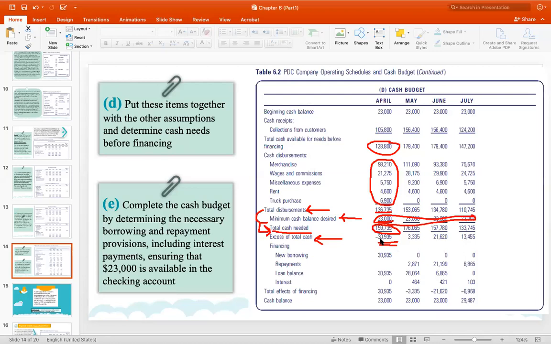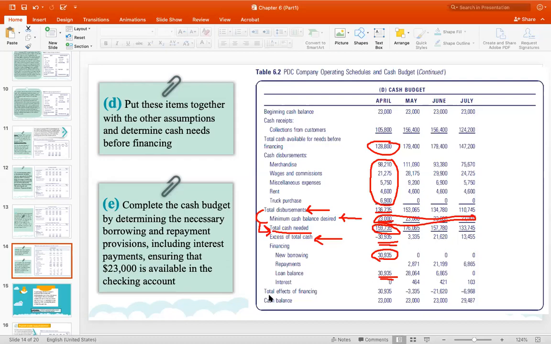we will need the help of the founder. So we will ask him to lend us money equal to $30,935. So this is the new borrowing. This is the loan balance, which is a new loan that we got from the founder.